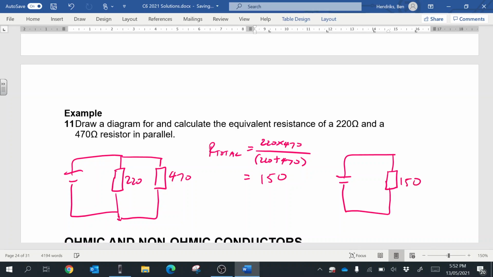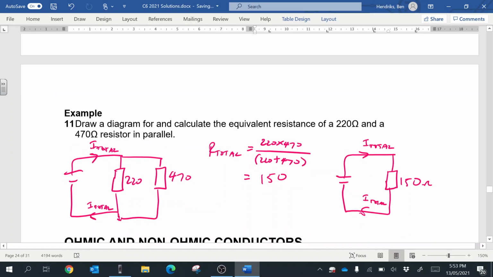So the equivalent circuit is 150 ohms. And it's useful because we can then easily calculate what this I total would be, and that I total is equal to this I total and that I total. So we can work out what the current is easily if we know that one.